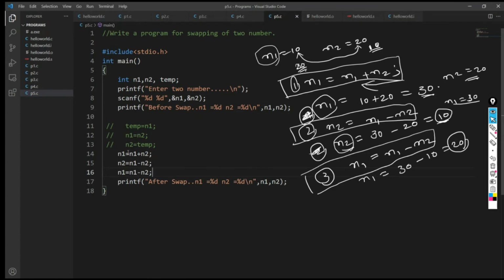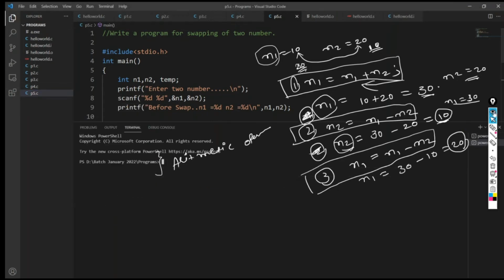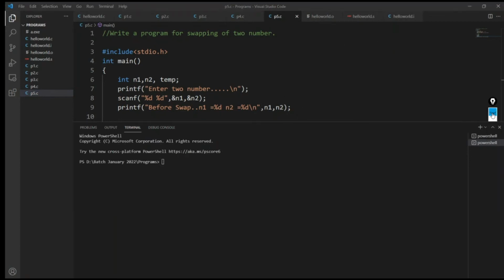This is a most important question for beginners' interviews. They will ask you to swap two numbers without using a temporary variable. So we have used arithmetic operations here. Without using a temporary variable, you can swap two numbers using arithmetic operators. I will run this code. So my output is 20 and 10.